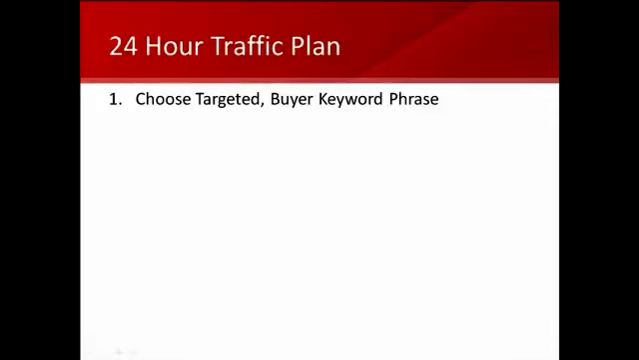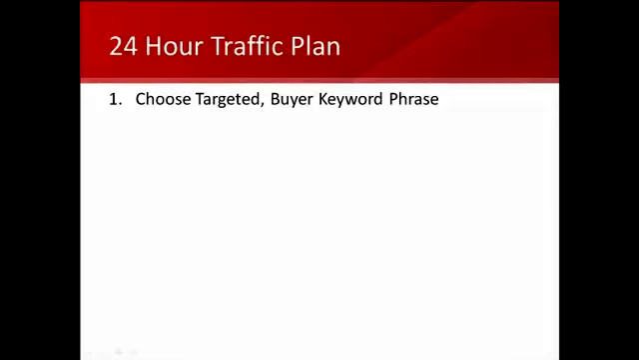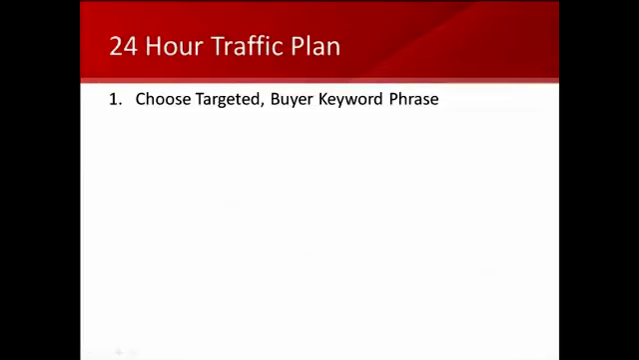The main focus here is to narrow down on a targeted buyer keyword phrase that's related to your niche. I'm going to show you on the screen how to do that, but you can use the AdWords keyword tool. You just type in the root domain name. For example, if you are a business in Tulsa, Oklahoma, you might say Tulsa chiropractors, and see what kind of keyword options come up that way.